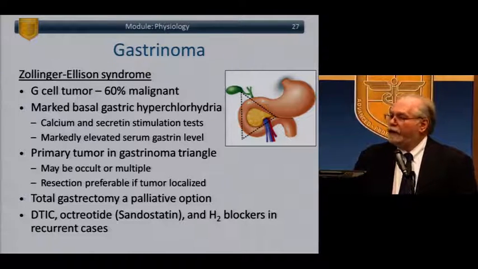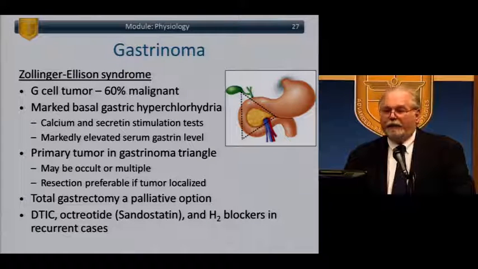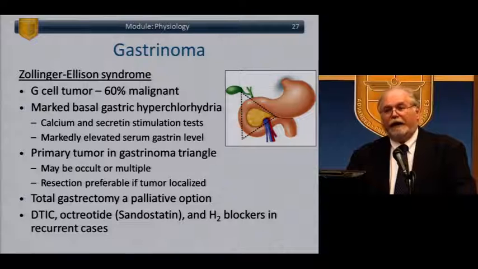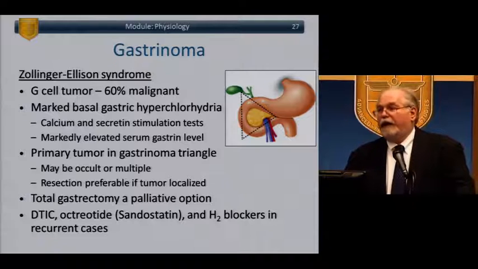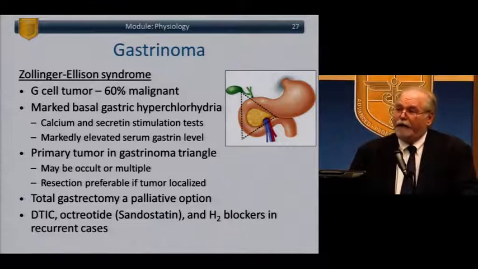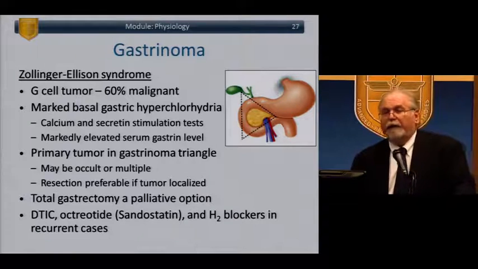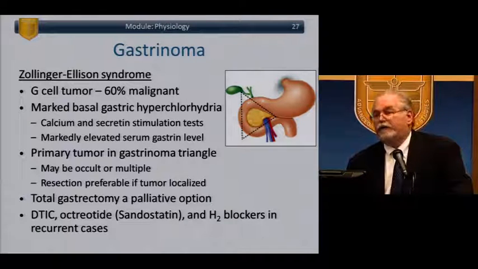which can be diagnosed either with a calcium or a secretin stimulation test. There's markedly elevated serum gastrin, and you diagnose this by having acid in the stomach and circulating gastrin level. So if you do an endoscopy and aspiration, and you have acidic content in the stomach, and you have circulating gastrin, that's pathognomonic, because you shouldn't have circulating gastrin with a hyperacidic stomach, unless you've had a retained antrum or something like that, post-gastrectomy, which is another story.